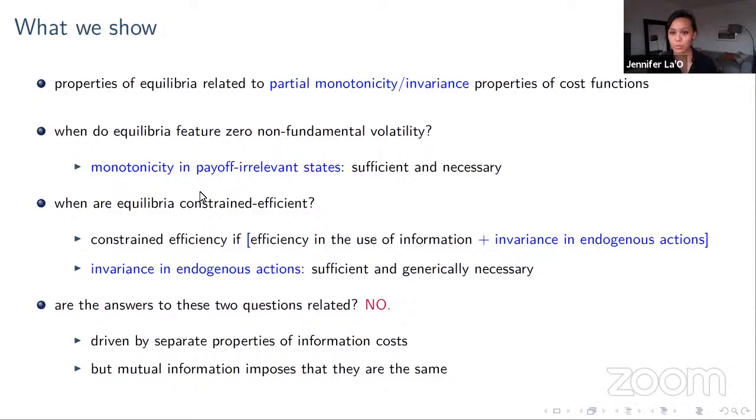But had you used the typical cost function in this literature, mutual information, which is the typical rational inattention cost function, it would impose that they are the same. So you would get an equilibrium with zero non-fundamental volatility as well as constrained efficiency. So by thinking about a larger class of cost functions and defining these properties of cost functions, we're able to say in what cases you get what, and in what cases you get other things. In particular, we're able to show that there are cost functions that can give you one and not the other.